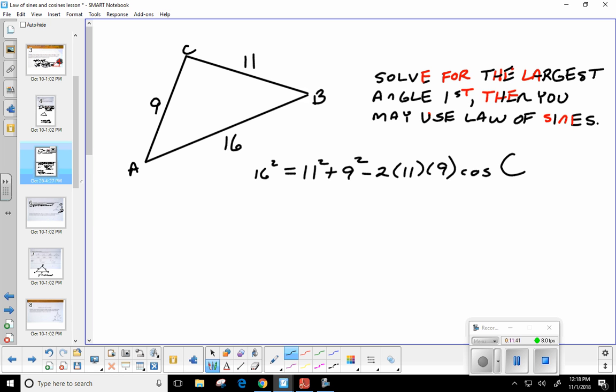Now, let me ask you a question. We're trying to find C. Will I have to take the inverse? Yes, because we're trying to find an angle. If you're trying to find an angle measure, you'll need to take the inverse. Well, let's just do exactly what we did a moment ago.